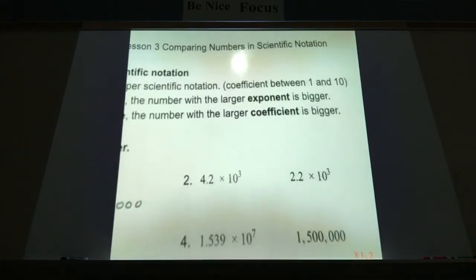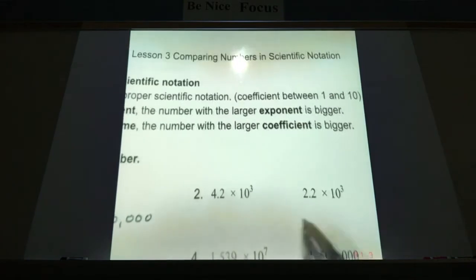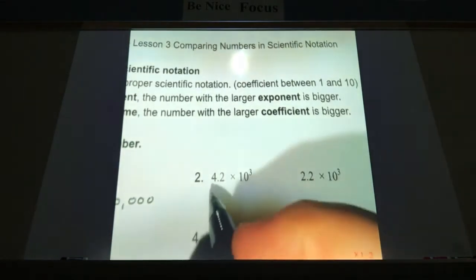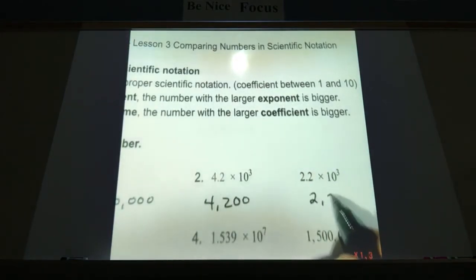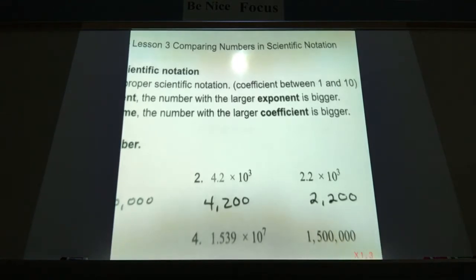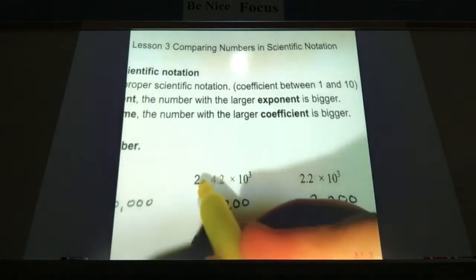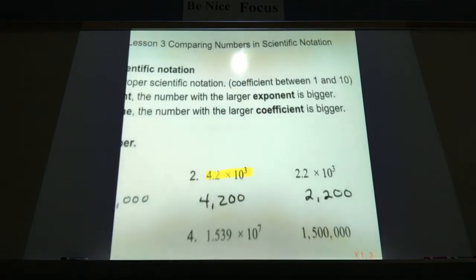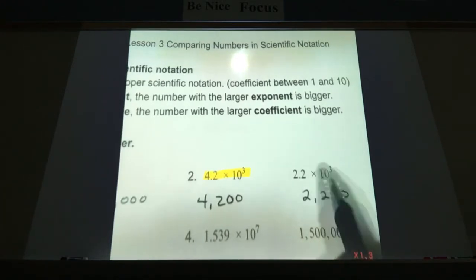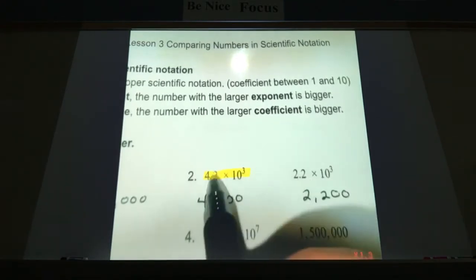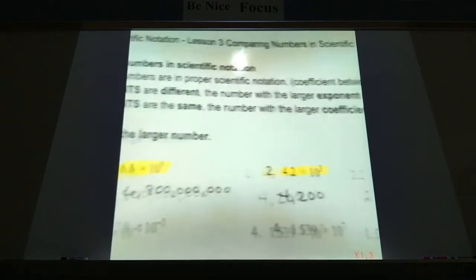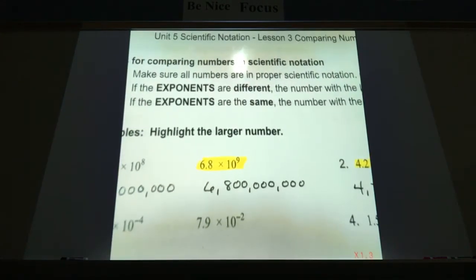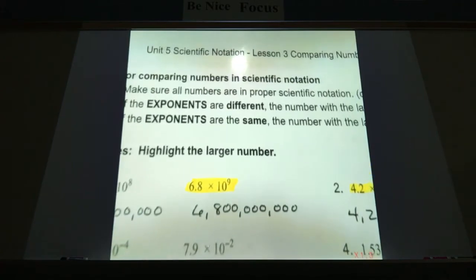So we can do the same thing with number 2. If we put these in standard form, this one would become 4,200, and this one would become 2,200. Well, obviously 4,000 is greater than 2,000, so this would be our larger number. But if we look at the exponents, this is a little cheat for you. If you look at the exponents, if they're the same, then look at the coefficients. Which one's bigger? This coefficient's bigger. This is the bigger number. I would like you to do numbers 3 and 4 and come back and check.